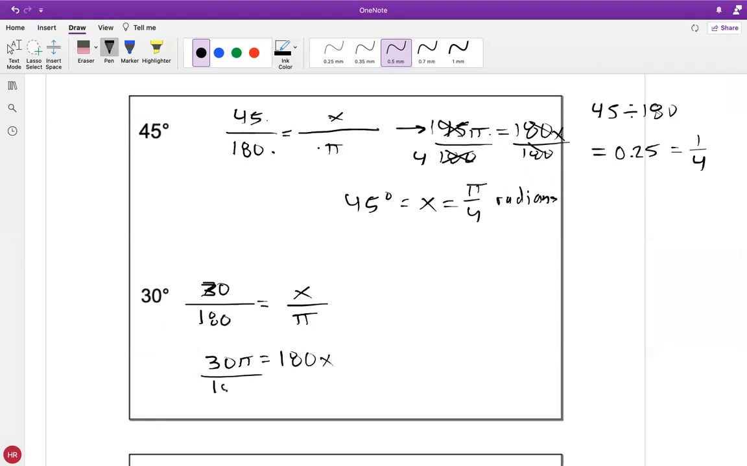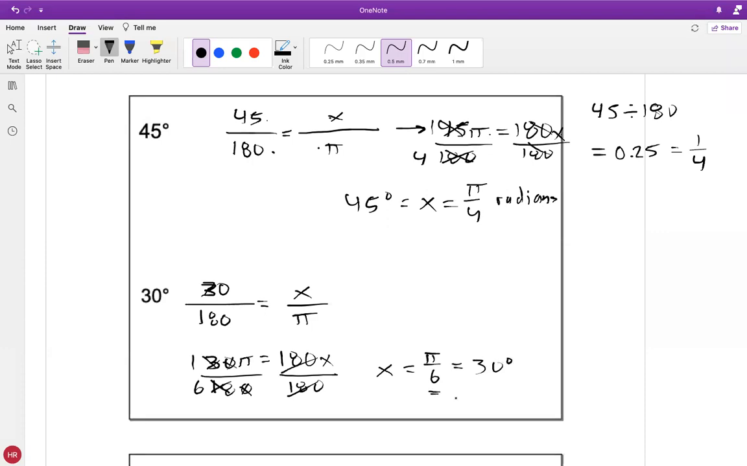I'm going to divide both sides by 180. We get the x by itself. This side only has x left. This side has 30 over 180. The zeros go away. 3 over 18 is like 1 over 6. So it's like 1 pi over 6, which is just pi over 6.